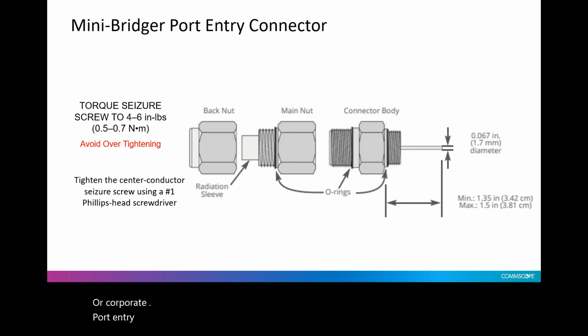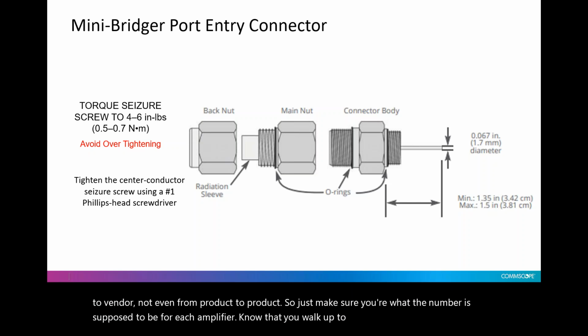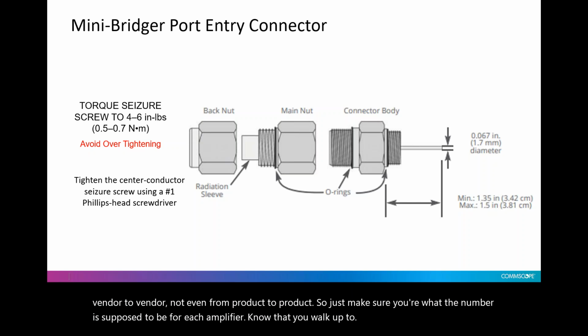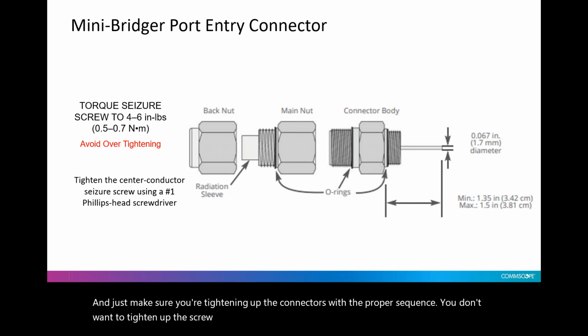Port entry connectors, just make sure the pin lengths are right. They're not the same from vendor to vendor, not even from product to product. So just make sure you know what the number is supposed to be for each amplifier or node that you walk up to. And just make sure you're tightening up the connectors with the proper sequence. You don't want to tighten up the screw and then turn the back nut and then twist up the center conductor.